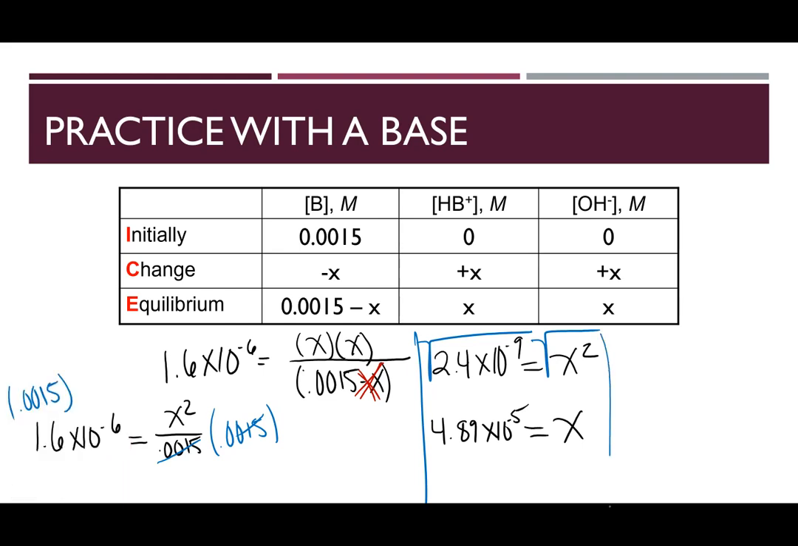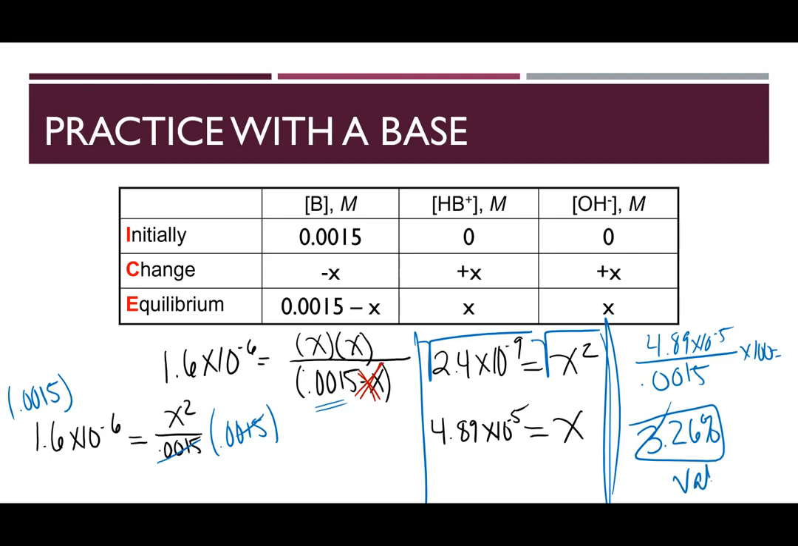Last thing we need to do before we can move on is just validate it. So we're going to take that 4.89 times 10 to the negative 5th and divide it by whatever it would have been subtracted from, so divide it by 0.0015. Multiply by 100 just to make it a percentage. And this is 3.26%. So it's valid. Okay, we can use it.